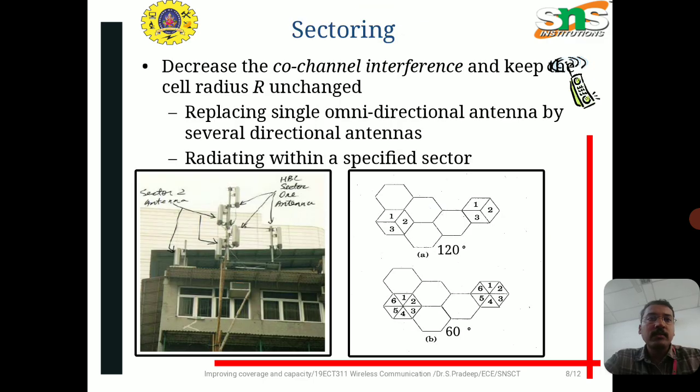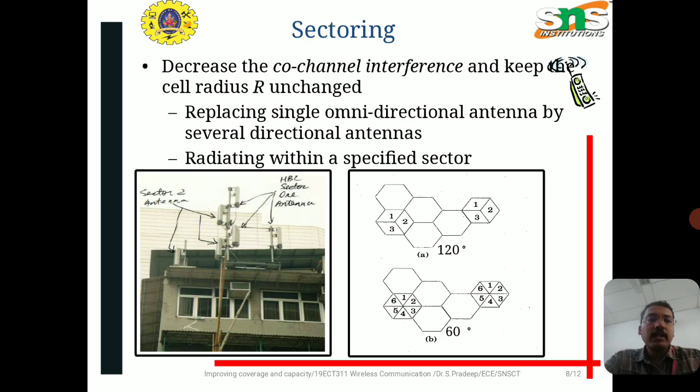Sectoring. Decreasing the co-channel interference and keeping the cell radius R unchanged is called sectoring. In sectoring, each single omnidirectional antenna is replaced by several directional antennas. The directional antenna radiates power within a specified sector.